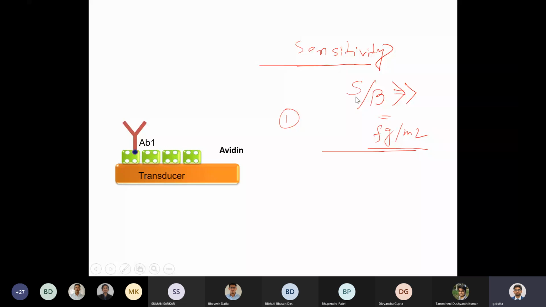Or another way: somehow you have already reached the maximum signal. I mean, you got a very high current and you cannot increase the current more than this. The signal current means after dropping your target, you add the secondary antibody conjugated with gold. That is your signal current, and it is already saturated. That much only you can achieve. So what can you do? You can decrease the background, right? If you decrease the background, then the S by B ratio will be very high. That is the second process.